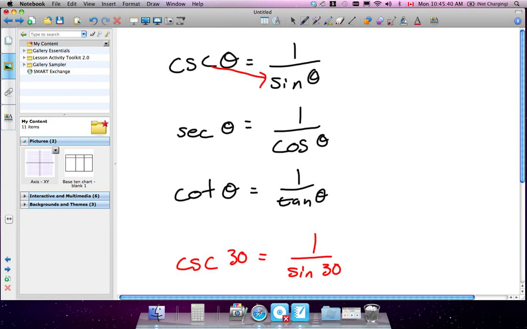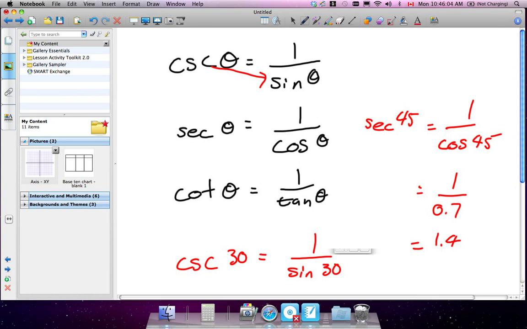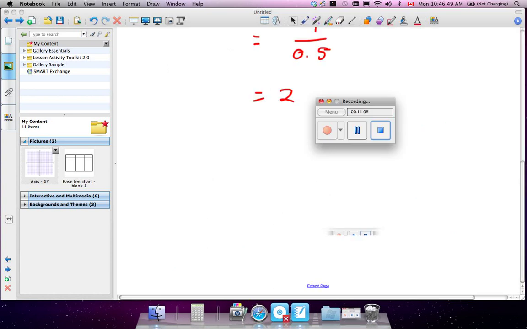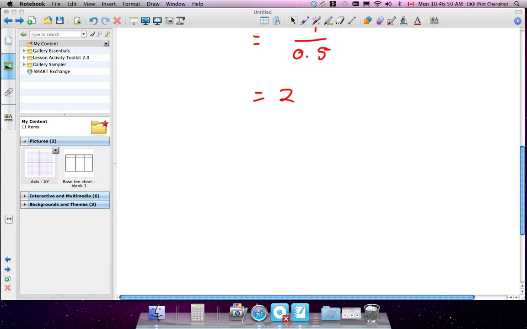Same idea with secant. What have they given us? They've given us secant 45. So secant 45, we know, is equal to 1 over cosine 45. What's cos 45? 0.7. So we know it's actually 1 over 0.7. And if you were to divide that, whatever that's going to equal, 1.4. So let's check the back of the book, see if they want it written that way.